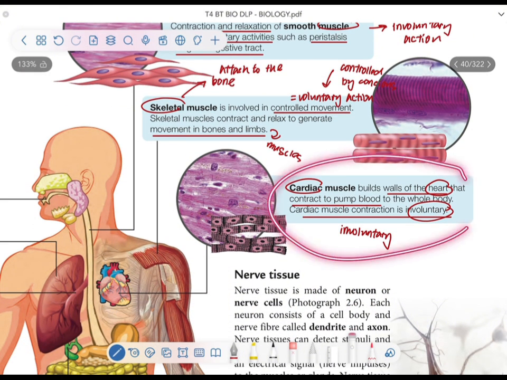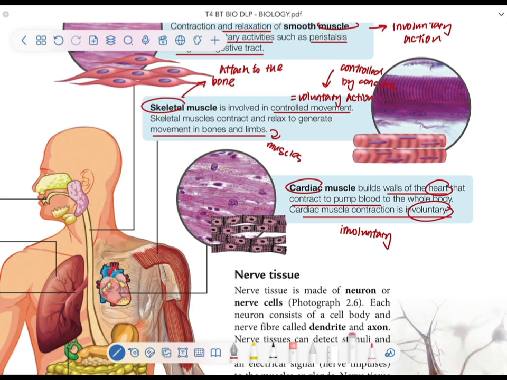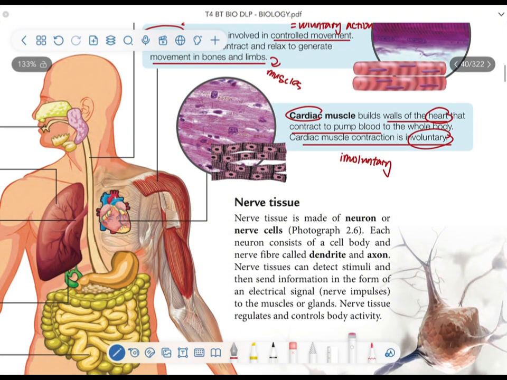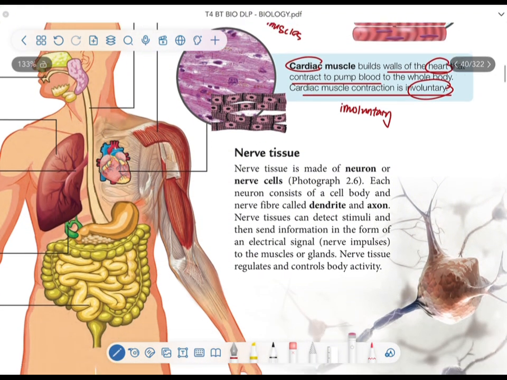Cardiac muscle carries out involuntary action, because when you are asleep, your heart also keeps on pumping blood to your body. So it is involuntary. It is not controlled by our conscious.